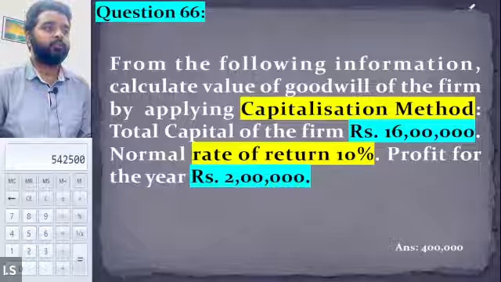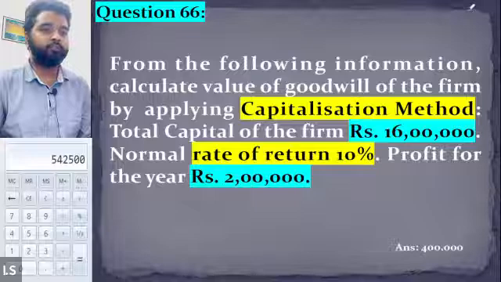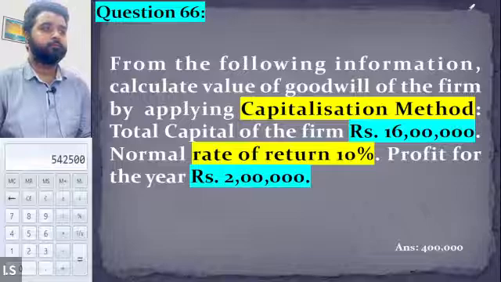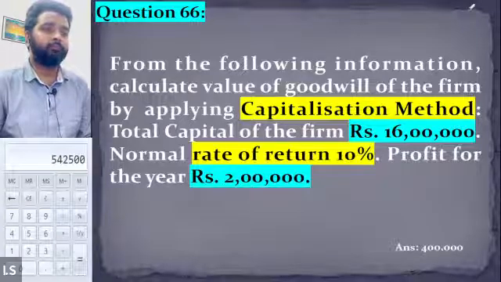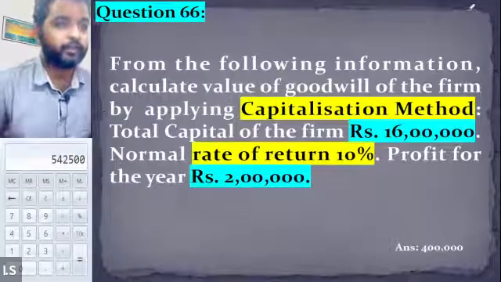All right, so moving on to the next question, question number 66. The question says: from the following information, calculate the value of goodwill of the firm by applying the capitalization method. Total capital of the firm is 16 lakh, normal rate of return is 10%, profit of the year is 2 lakh. Since the question is not telling us by which method to solve this, we have to find the value of goodwill by capitalization method.